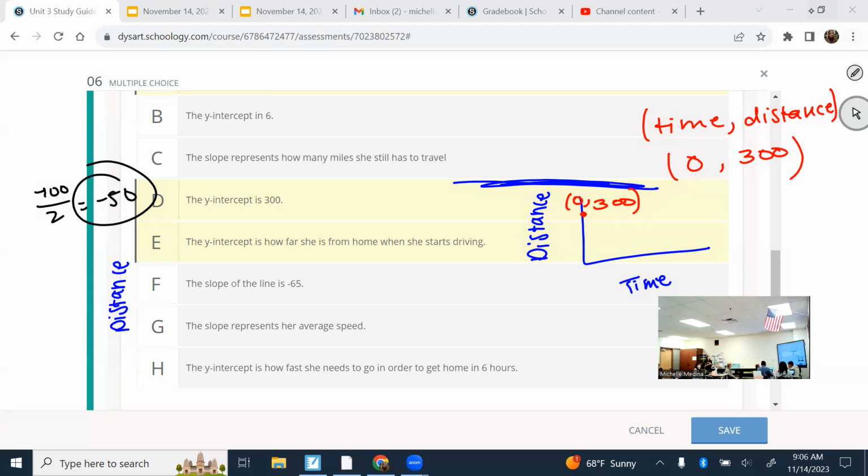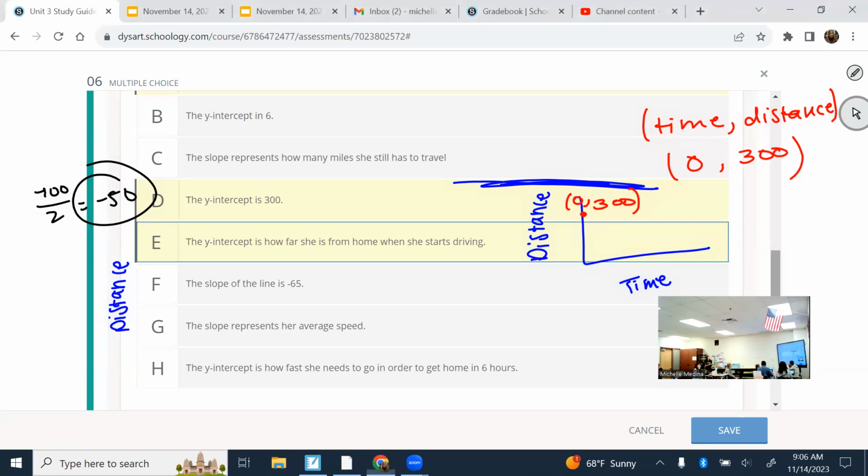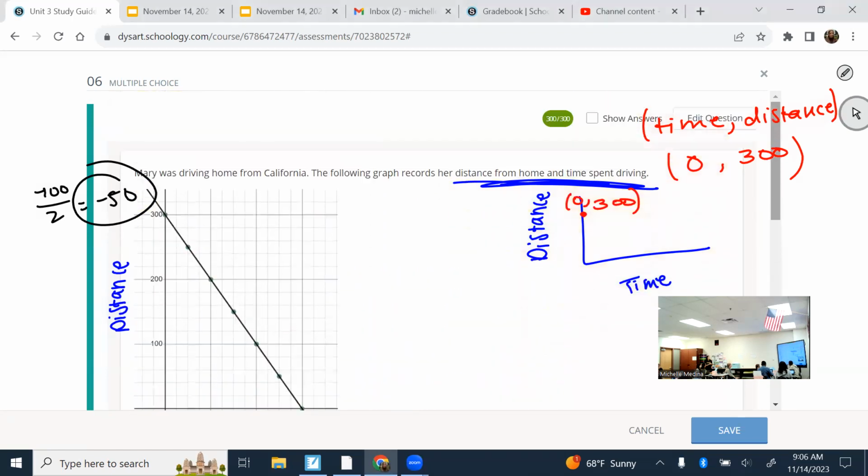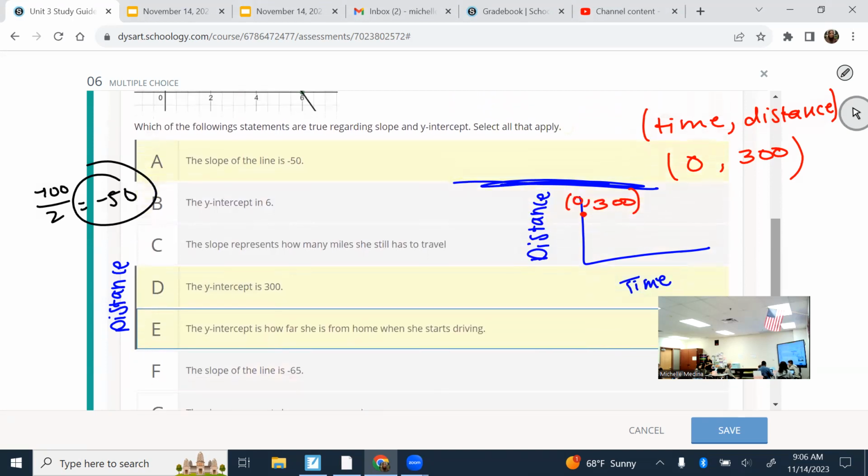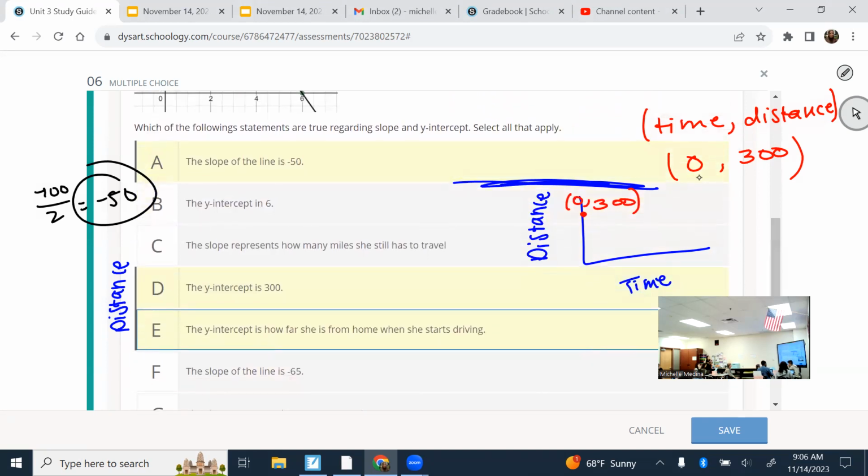Let's see what the key says. Yeah, just those three. Slope is -50, y-intercept 300. Y-intercept is how far she is from home when she starts driving. The slope is how many miles she's traveling, or how many total miles it's decreasing by each hour. So it's negative. So questions on this? Okay, questions on others?